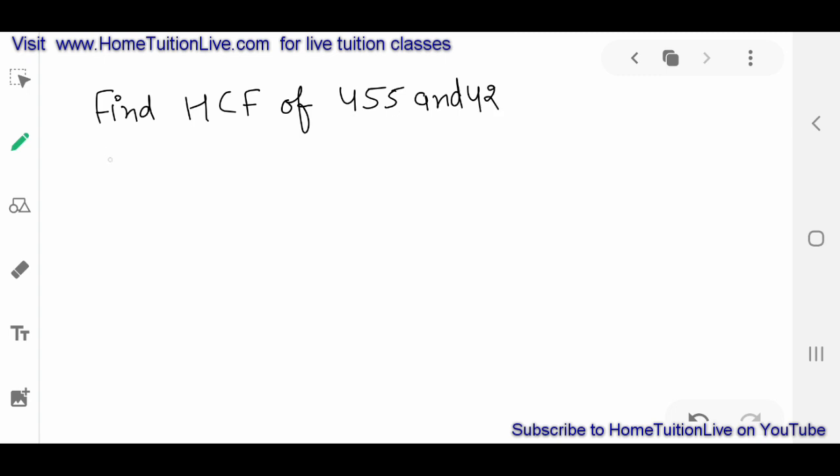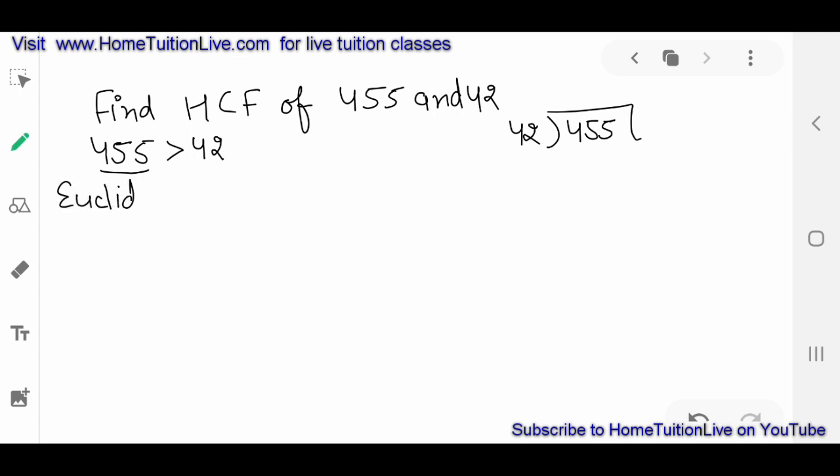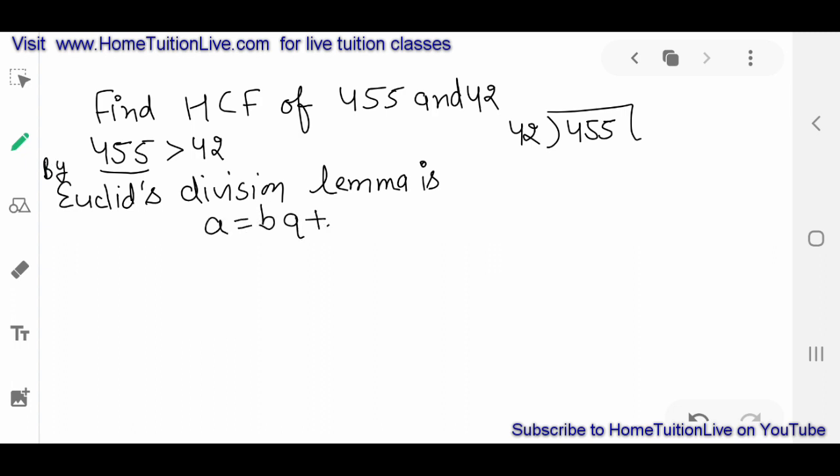Now 455 is greater than 42. So 455 is our dividend and 42 is our divisor, and our Euclid division lemma is a = bq + r, where r is less than b or can be 0.